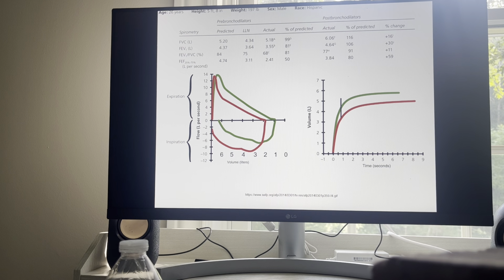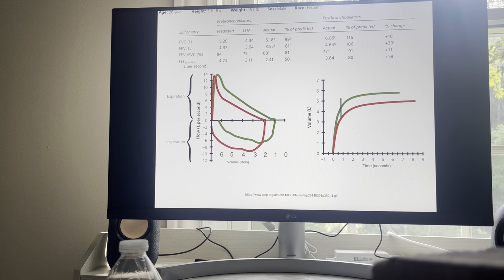FVC is forced vital capacity. That is the maximum amount of air exhaled from a position of full inspiration. So the patient breathes in as much air as they can and then blows out as much air as they can. How much air can the patient blow out of their lungs? That's forced vital capacity. FEV1, that's forced expiratory volume in 1 second.